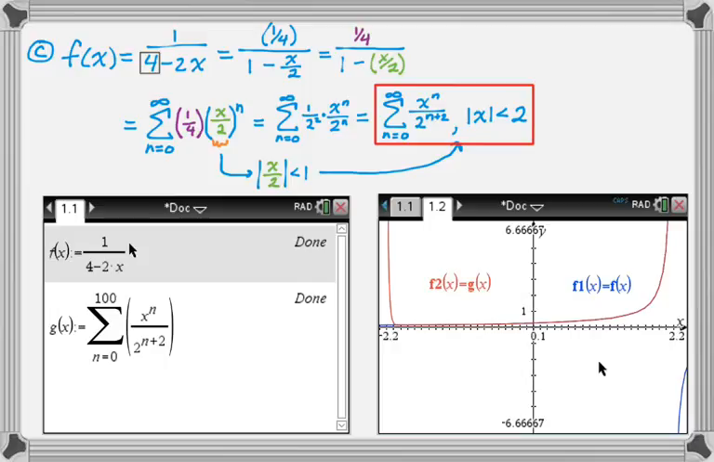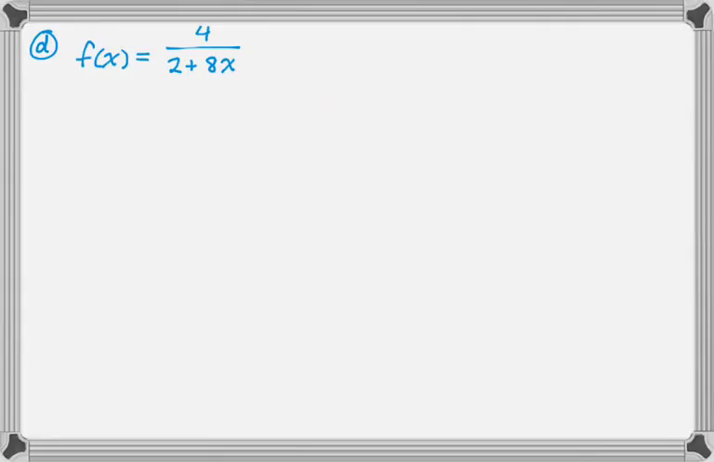So I do change the window to make it look kind of correct, which I suppose you should do in these sorts of circumstances. Let's move on to the next problem, which is very similar to the last one. So again, I'm going to divide everything I see by 2 to make sure I have a 1 in the bottom left. So 4 over 2, 2 over 2, and 8x over 2 gives me 2 over 1 plus 4x.